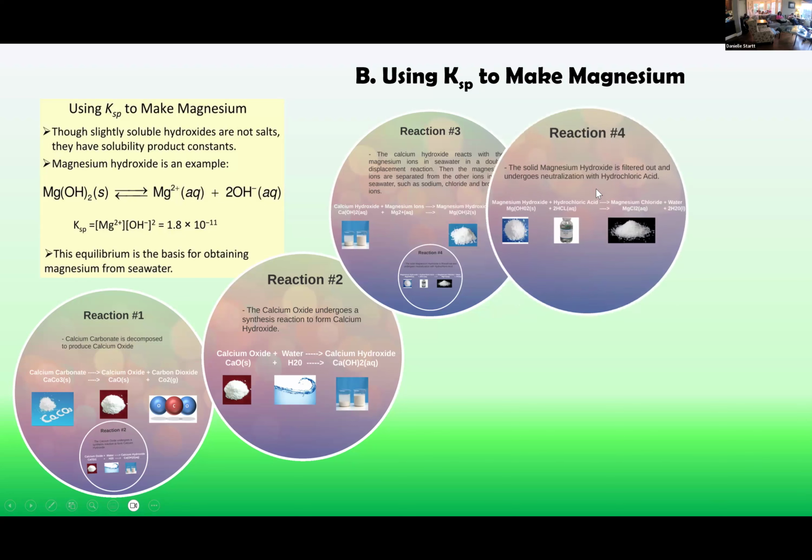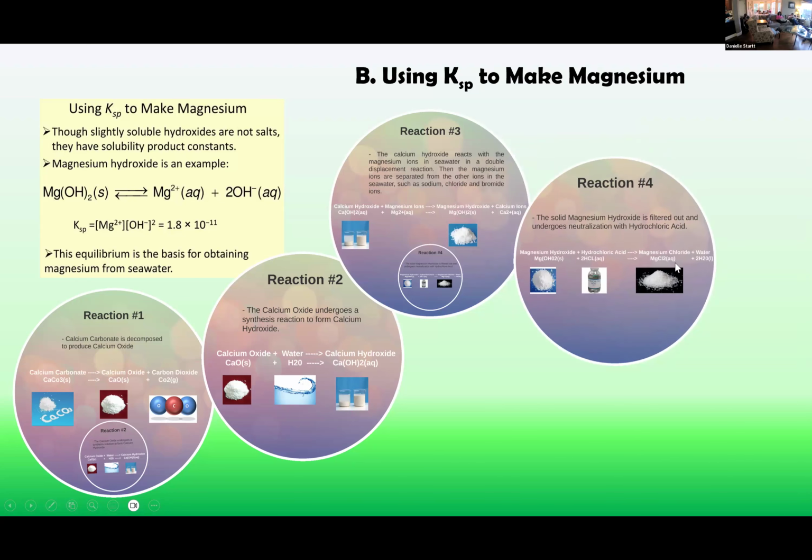And then they do another step. The solid magnesium hydroxide is filtered out and it undergoes a neutralization with hydrochloric acid. So you take your magnesium hydroxide, and it's a base because it has hydroxide in the name. Then you add hydrochloric acid. Now you're neutralizing it, and your products are magnesium chloride and water. Remember, if you put an acid and a base together and they neutralize, your products are always going to be a salt and water. In this case, you see your magnesium chloride and your water come out of it.